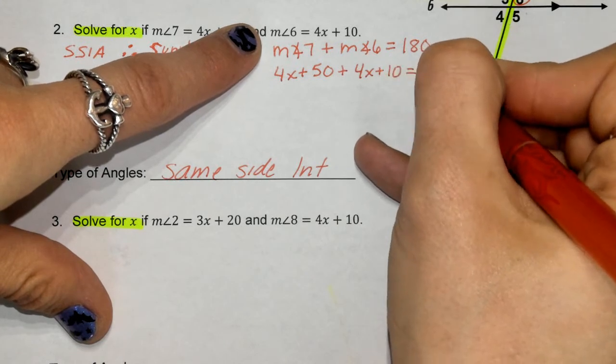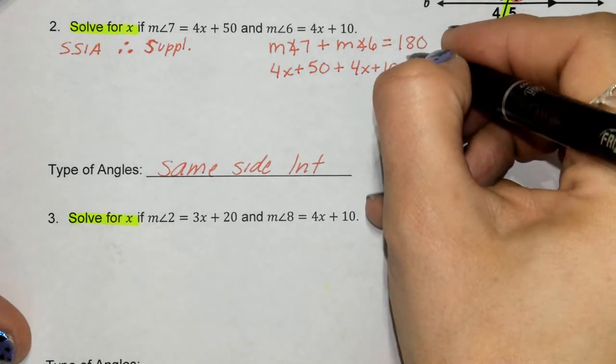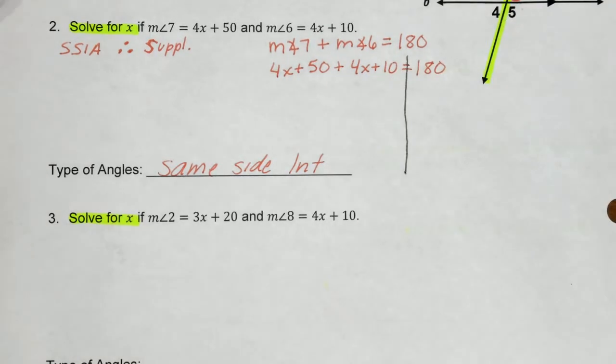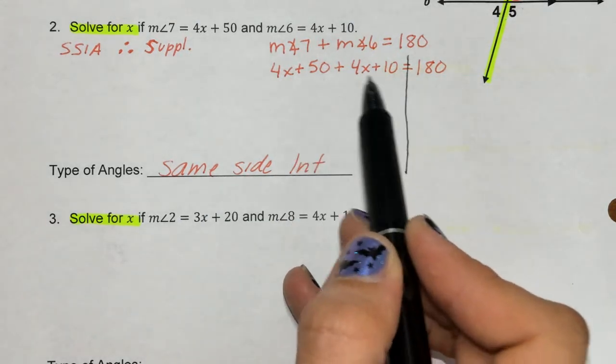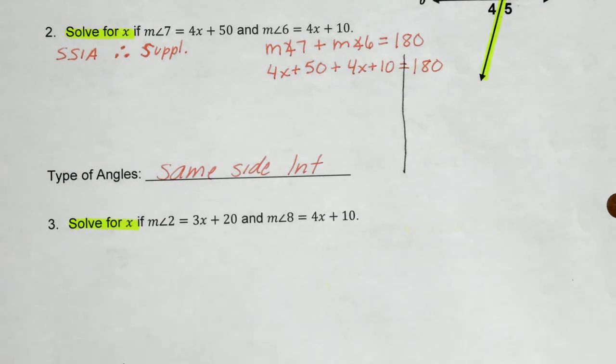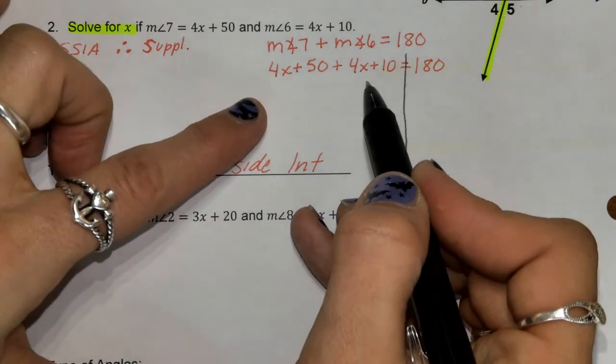Don't forget that equals 180. I've seen some students drop that off and they think, well, now you don't even have an equal sign. Okay, don't forget that equals 180. Now when we start solving, we need to notice that horrible mess that we have on the left-hand side, that equal sign. We have way too many terms over here. You cannot start moving things around from one side of the equal sign to the other until you clean this up. You have to combine your like terms.